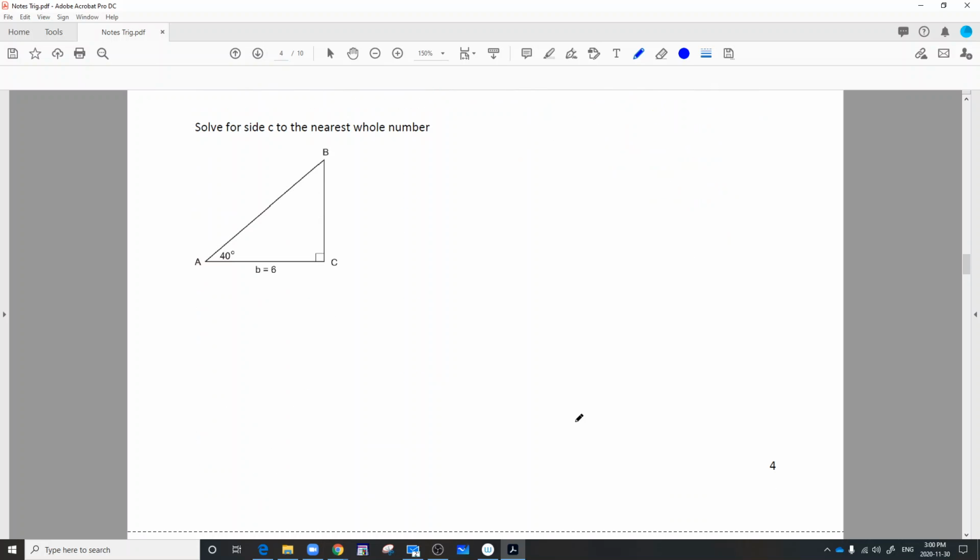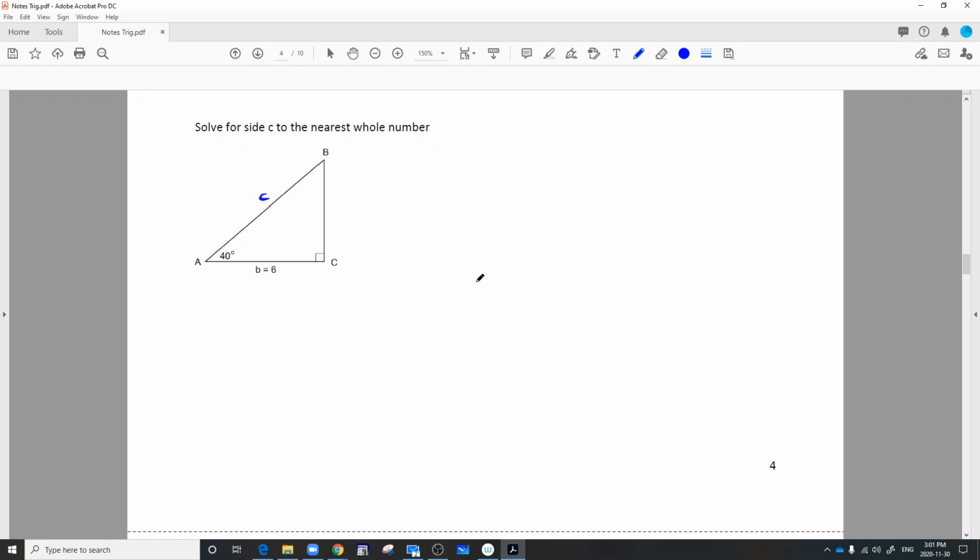So the next one, I have the picture drawn for you. So this is less word problem-y. I want you to pause the video, and this question is asking you to solve for side c. So the first trick is to figure out, well, which one is side c? Little c is always across from big C, so this is going to be my little c here. Okay, pause the video and see if you can figure out what trig ratio to use and then how to solve it.